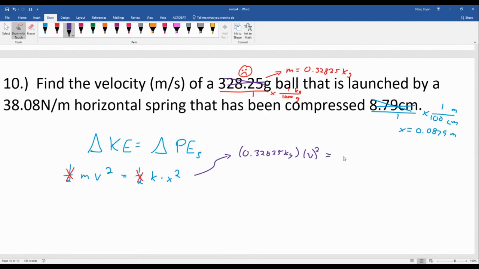So that's equal to the spring constant. So remember K has these ugly units. We've seen that before. But 38.08 newtons per meter. And then x squared, that's this displacement or this change over here, 0.0879 meters and squared. So, man, it's still looking rough, but we're making progress. We're getting somewhere. Believe it or not, this is going to do something.